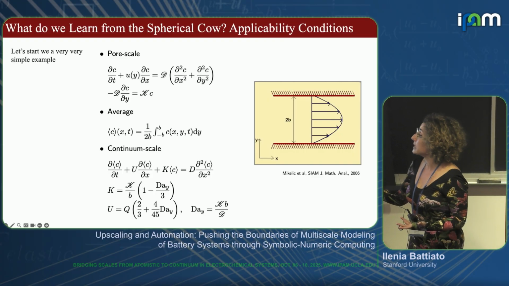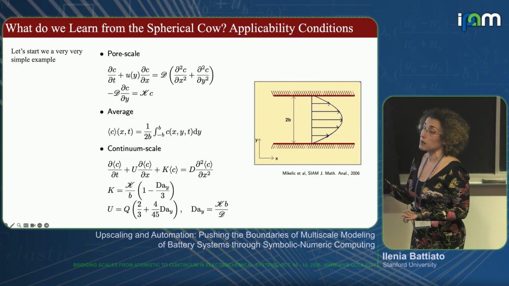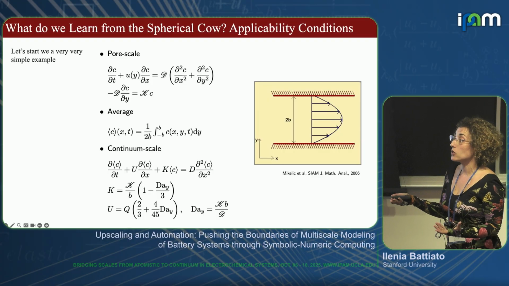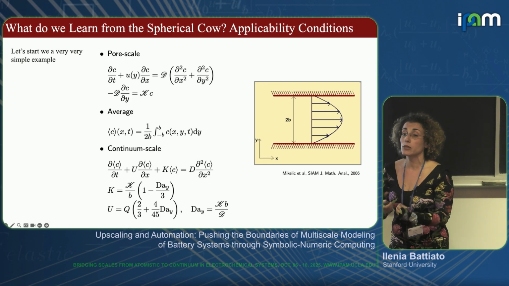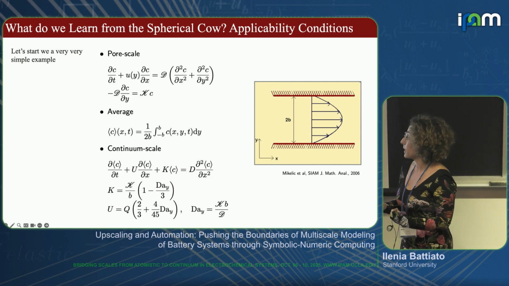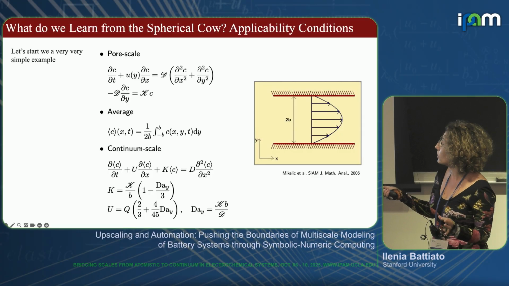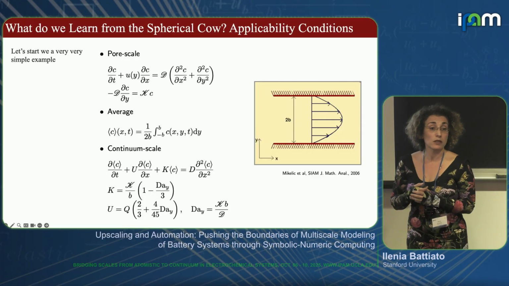Well, the problem is that, again, this continuum scale model is not supposed to work always. There are applicability conditions that are intrinsically related to the dynamics of the system. So this continuum scale model is a perfectly legitimate, accurate model when the Damköhler number is smaller than 3.